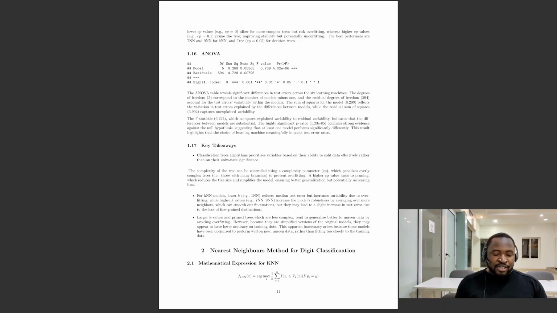And so those are some of the key takeaways that I can talk about. For KNN models, increasing K reduces the complexity, and that means you will just be generalizing and getting poor test errors. So it is important to balance between selecting a complex model and a simple model.